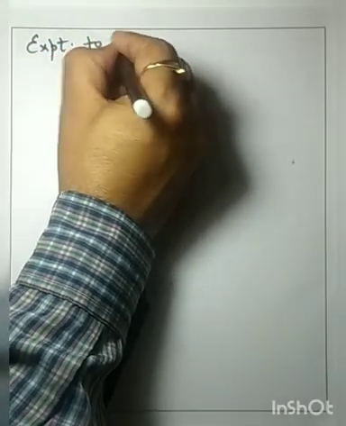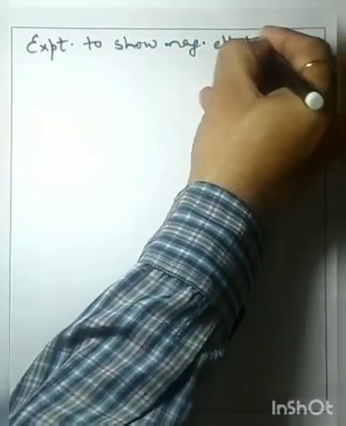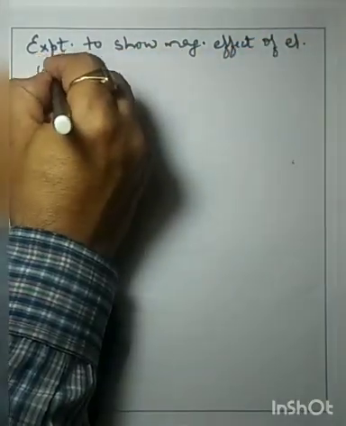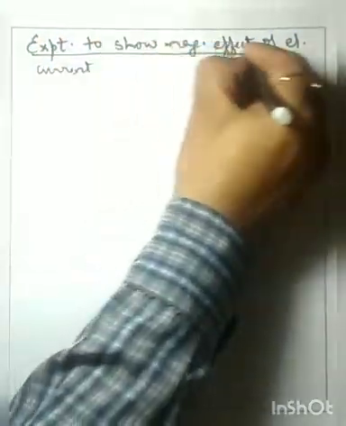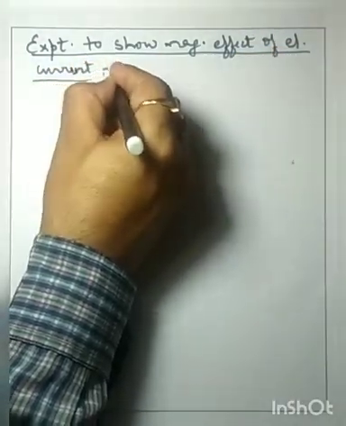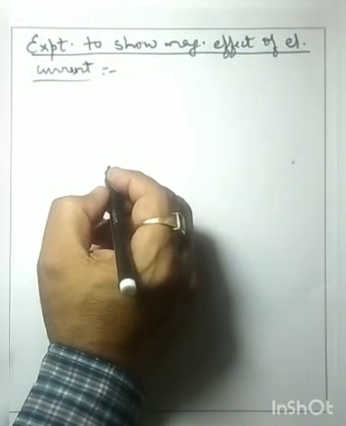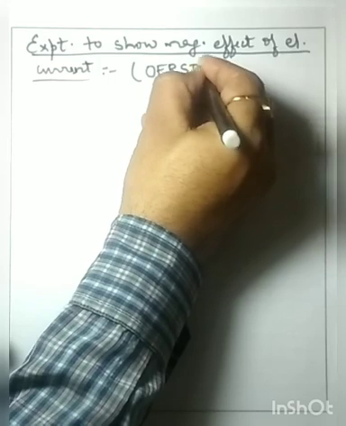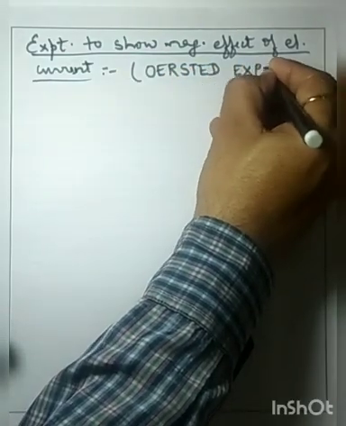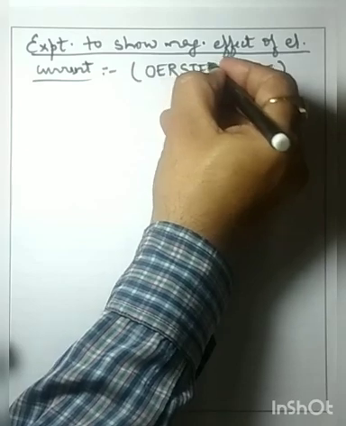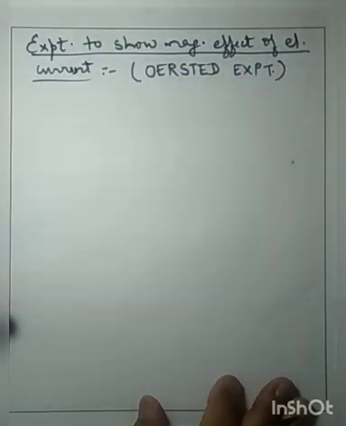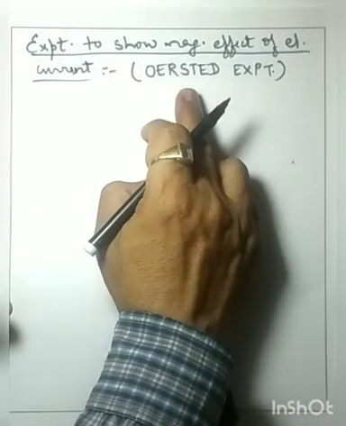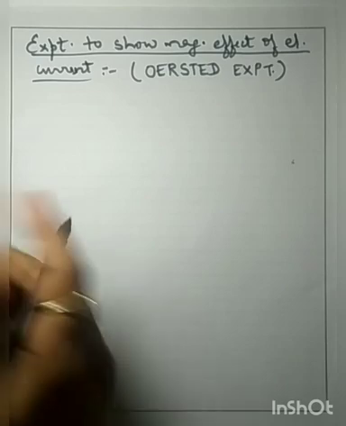Experiment to show the magnetic effect of electric current. And this is also known as Oersted experiment. Oersted was a scientist who explained the magnetic effect of electric current, and so to give honor to that scientist, this experiment is named the Oersted experiment.